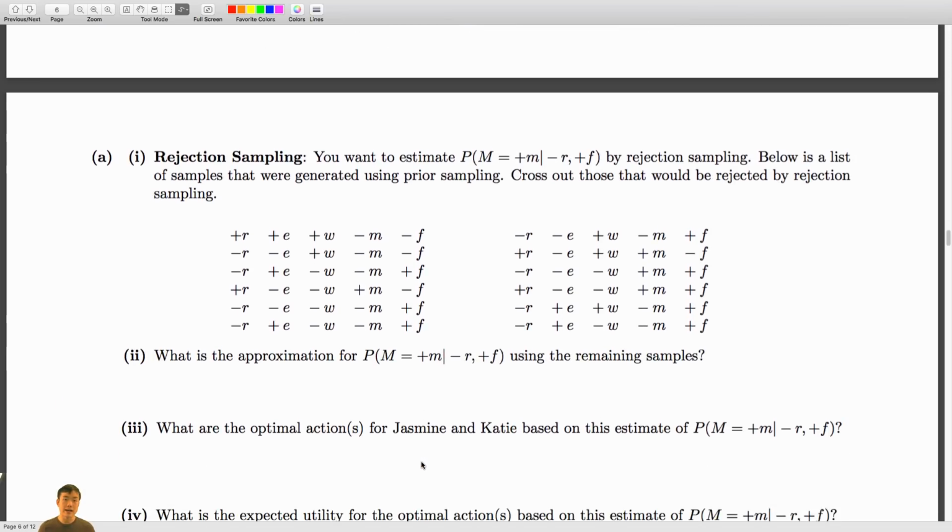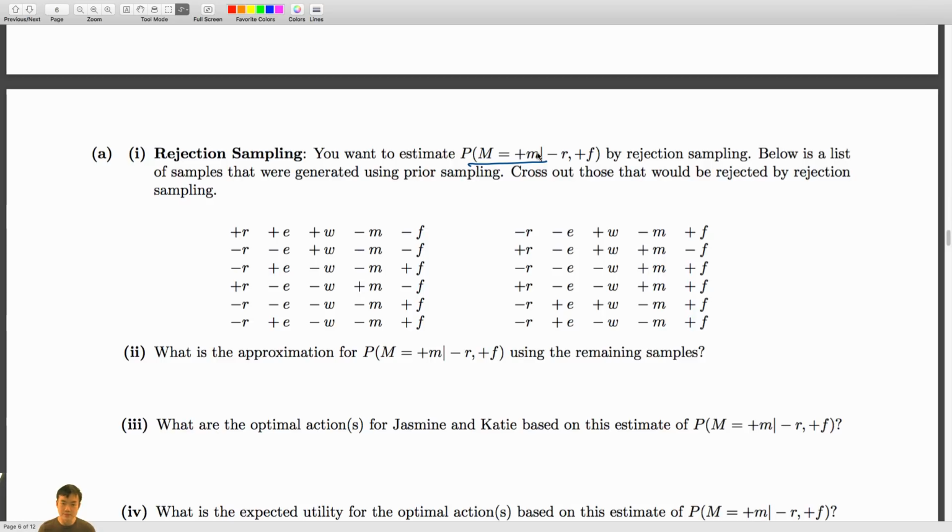So for part A, we're going to use rejection sampling in order to estimate this probability that M is equal to plus M, given minus R and plus F. So the probability that you choose a movement and you actually take that movement is given by this M probability. So plus M means that if you go east, then if you actually do the action, there's this probability of chance that you actually do go east.